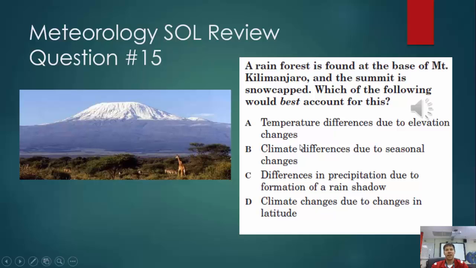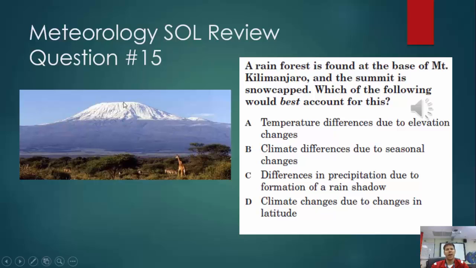That makes sense. Climate differences due to seasonal changes? Differences in precipitation due to the formation of a rain shadow? Climate changes due to changes in latitude? There's a lot of choices here that have some key words to them that would make you think that maybe it's the right answer. But try to make this real simple.